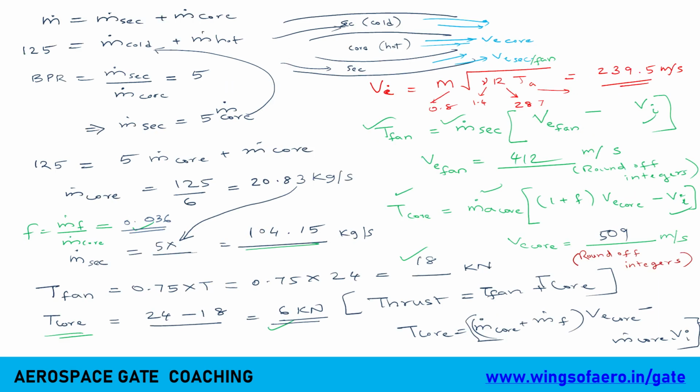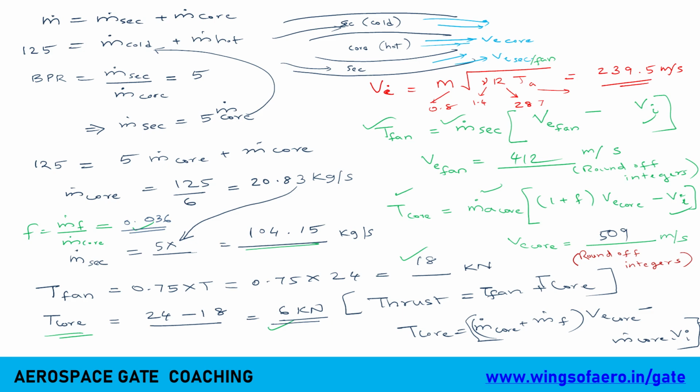Then always remember this formula for the fan. Don't get confused with that. Fan, and for the core, what is the total thrust? It's a combination of fan and core. And if VI is not given, they might have given you the Mach number. Okay, now sometimes it can come in such kind of circumstance also.